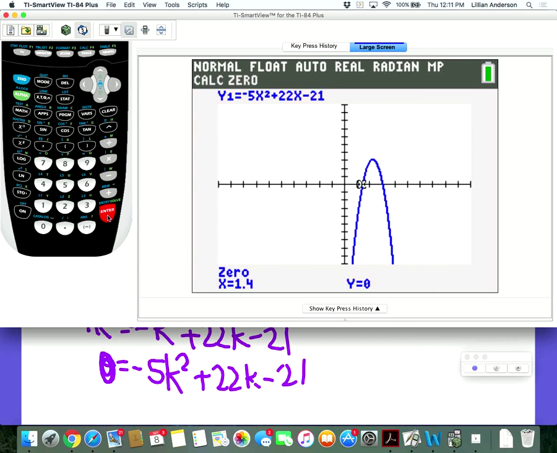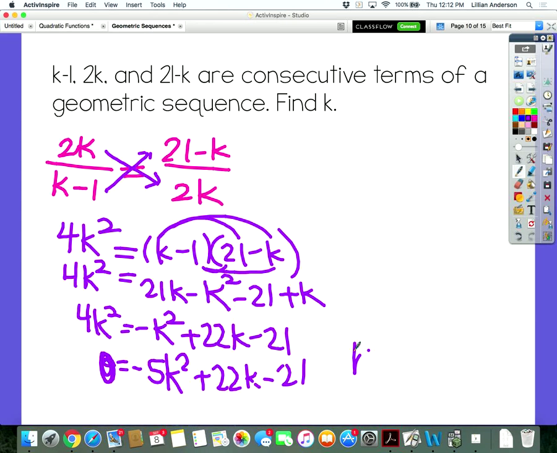And basically what the calculator is going to do is find the x-intercept for you, which is 1.4. So the value of k is 1.4. One of the values of k is 1.4. Okay? It's only long because you haven't done it enough to be quick. Okay? So we have 1.4.